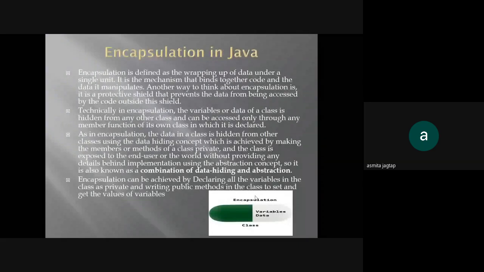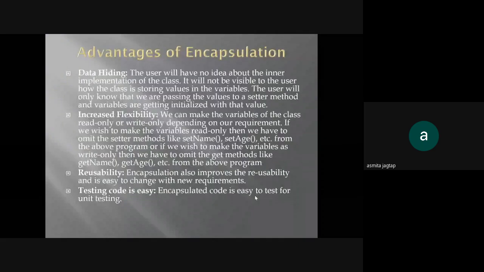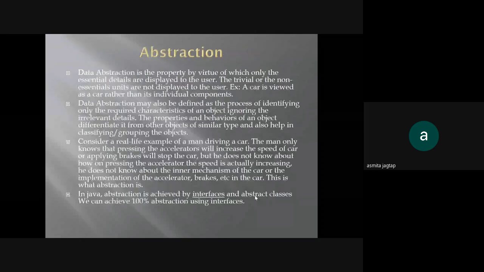Then encapsulation means wrapping data under a single unit. Okay, so that is encapsulation. Encapsulation is achieved using private data members, and getters and setters are public. Again, code reusability happens. Encapsulation is the data hiding concept. Then abstraction is nothing but implementation hiding. Encapsulation is data hiding; abstraction is implementation hiding. What happens inside, the third party or the person does not bother about that.